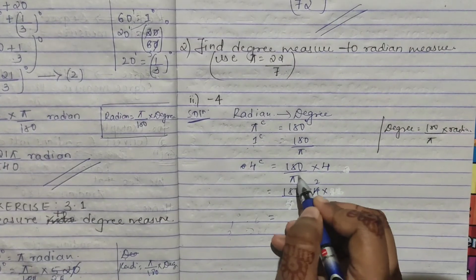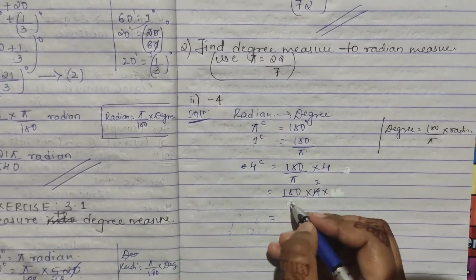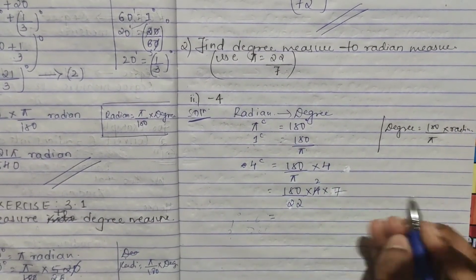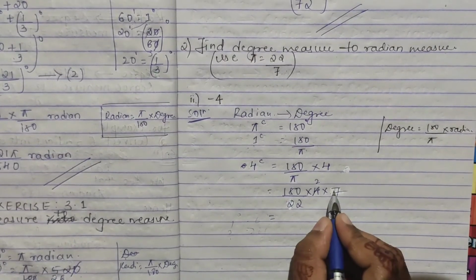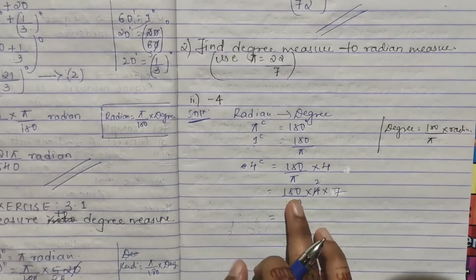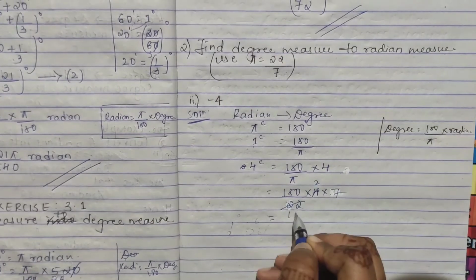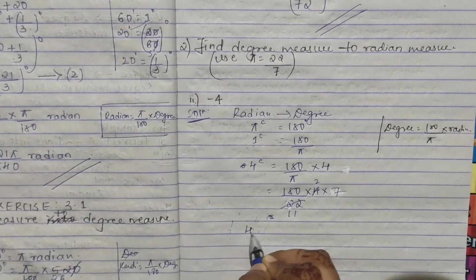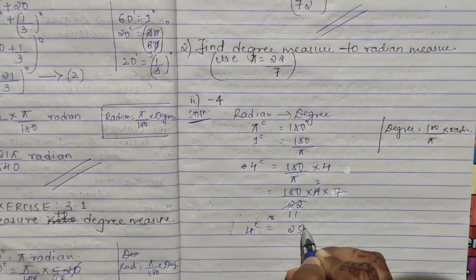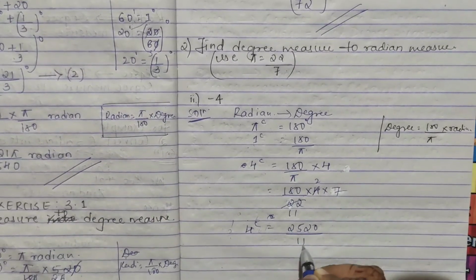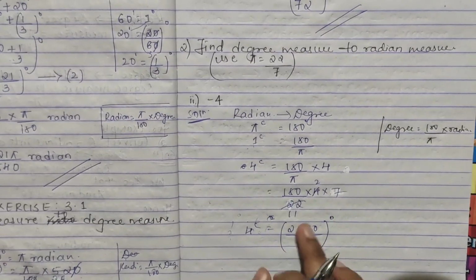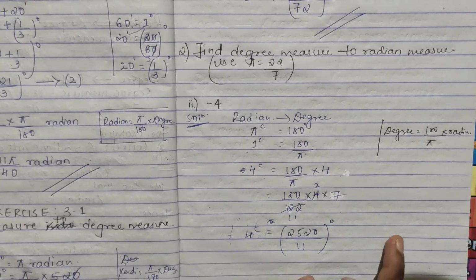Your pi value, they have told you to put 22 by 7. So you get here 22 by 7. 7 is going to the upside, 22 will be 9. So 2 2s are, 2 1s are. So at the end how much do you get? 2520 by 11 degree. This we will not leave, we will solve and see.